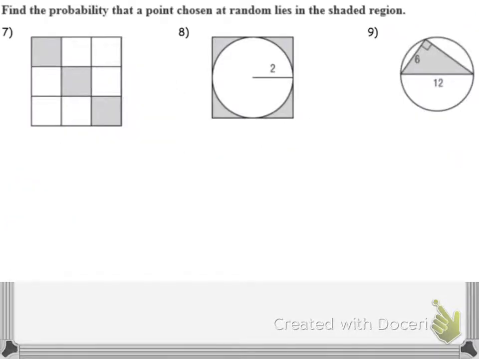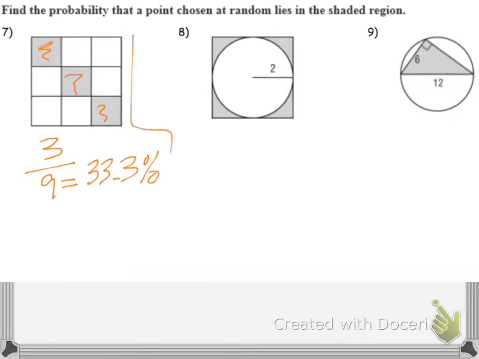Okay, and then here we go. Some of these are easy. Some of them are a little bit more difficult, but I'm just going to do them all. So find the probability that the point chosen at random is in the shaded region. This one's really easy because I have 9 blocks here that are all the same, 9 squares. So I've got 1, 2, 3. That's the part divided by the whole. So that would be 33.3%. Hardly any work to do there.